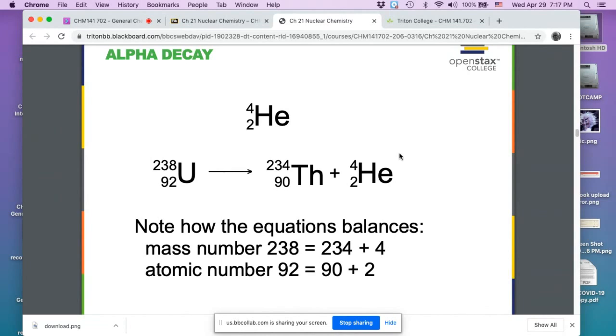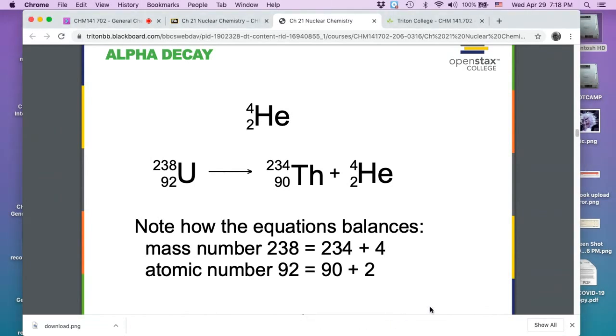If you look at the mass numbers, 238 on the left, 234 plus 4 on the right. So 234 plus 4 gives you 238. Or if you're looking at the atomic numbers, we've got 92 on the left, you've got 90 plus 2 on the right. So 90 plus 2 is 92. You've got the same number, so it balances.